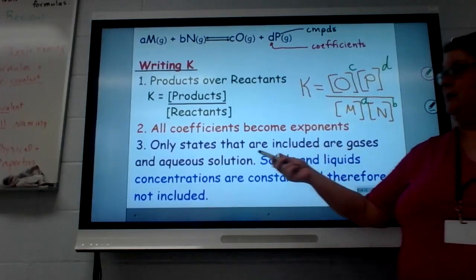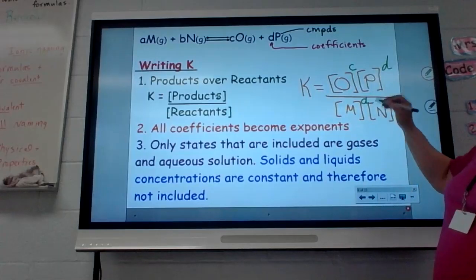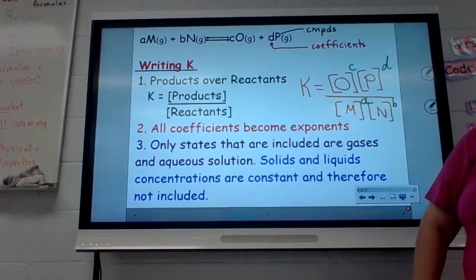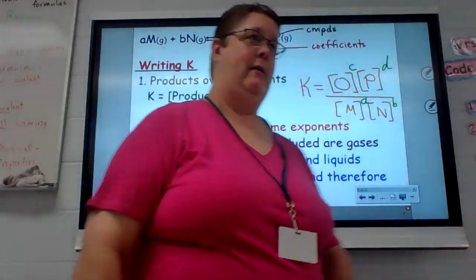Now, you check their states. Only gases and aqueous stay. If you have a solid or a liquid, you mark them out and get rid of them. So check your states. They're all gases, so they all stay.